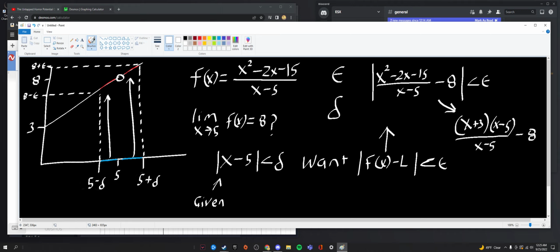So let me just write this. These cancel. We still have the absolute value. These cancel, and what we're left with is just x plus 3 minus 8, the absolute value of this, to be less than epsilon. So this simplifies down into x minus 5, absolute value of that, is less than epsilon.